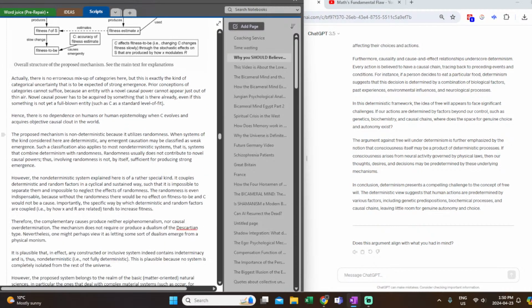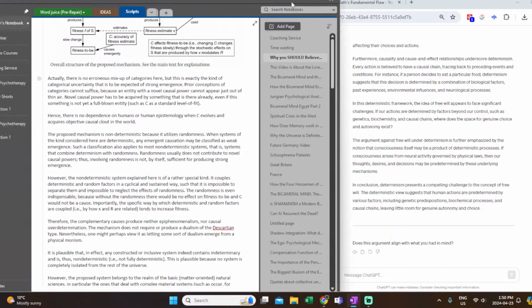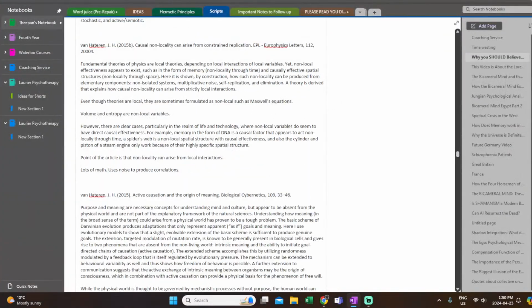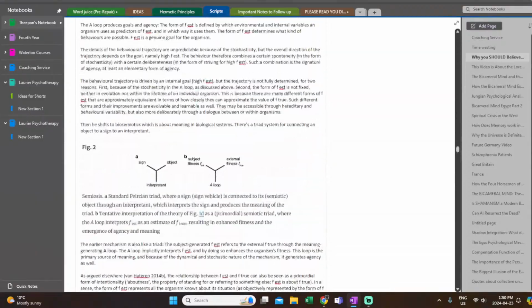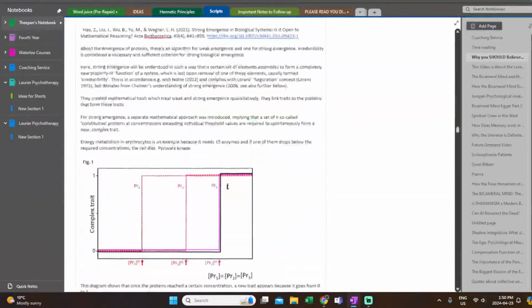Okay, so where do I go from here? The proposed mechanism is non-deterministic because it utilizes randomness. When systems of the emergent kind, let me just, should I increase this for now? Yeah, okay. But where did I go? Need to go back up here. Okay.